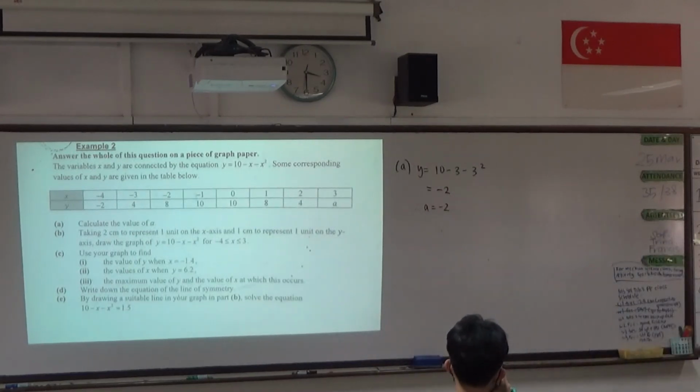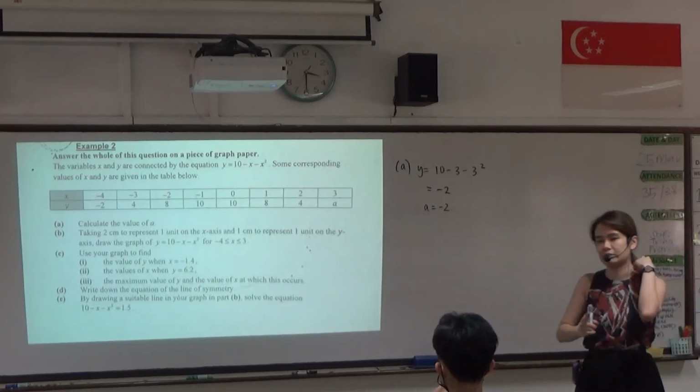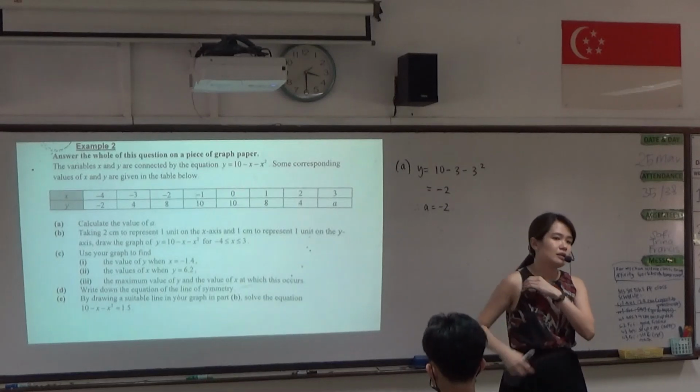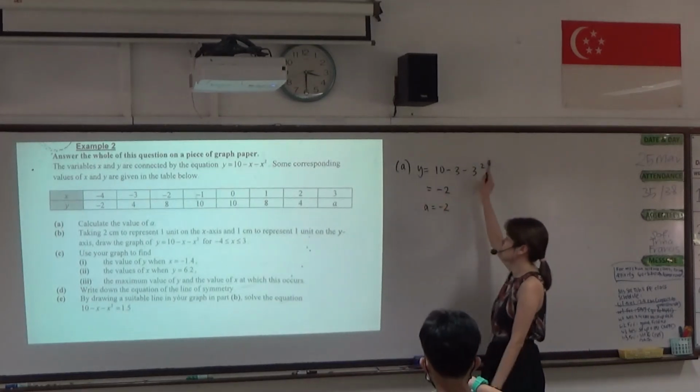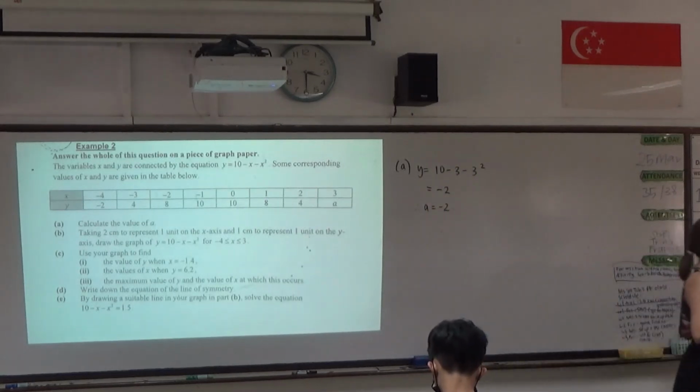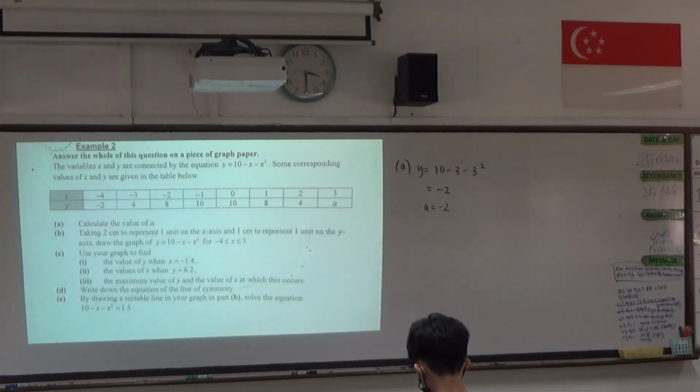Now where do I want you to write this answer? I want you to write it at the back of your graph paper. Right at the back of your graph paper, part A, this is the answer. Okay?